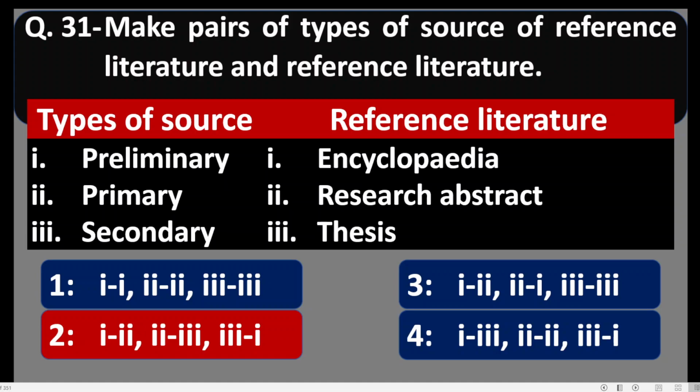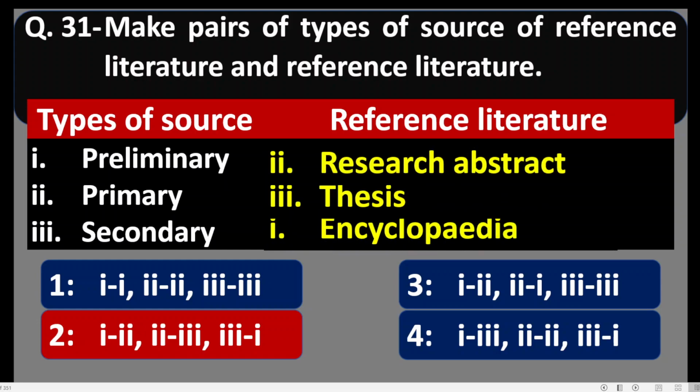as shown in option number 2: the first of the first group and the second of the second group will make one pair, the second of the first group and the third of the second group will make one pair, and the third source of the first group and the first reference literature given in the second group will make one pair. So finally the pairs will be like this according to option number 2: preliminary, research abstract; primary, thesis; and secondary, encyclopedia.